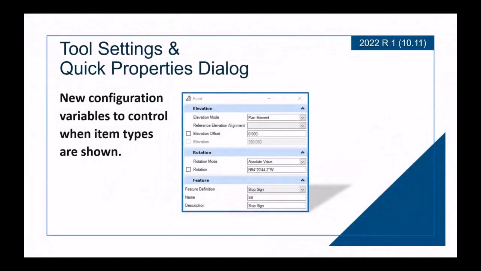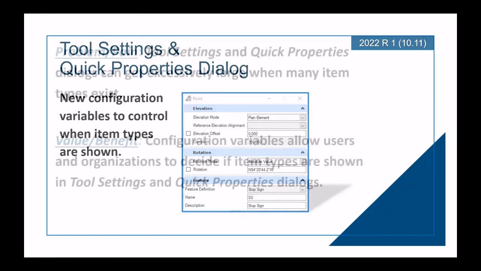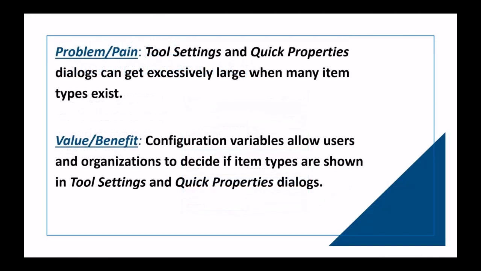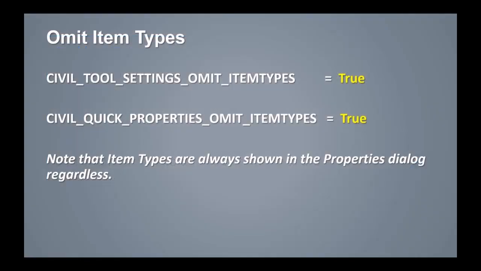We got a lot of feedback from users as they were using item types that they didn't always want to see the item type properties. So in the 22R1 release, we added some new capabilities to tell it that you didn't want to see your item types in the tool settings or the quick properties windows. So there's two new configuration variables. If you define these, item types are simply not shown in those dialogs.